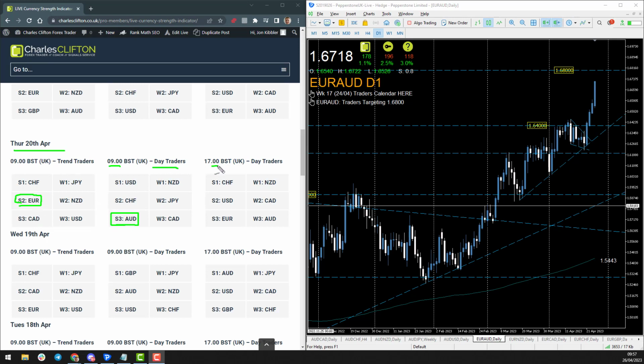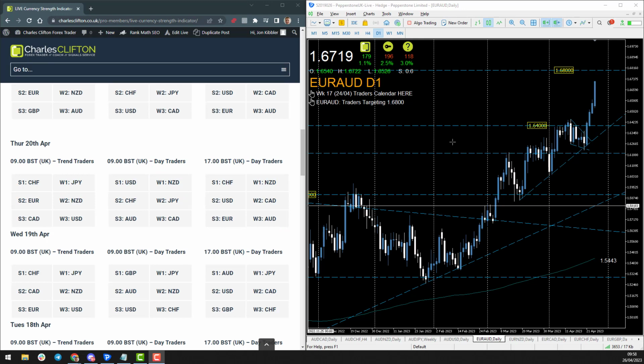Now, if we look at 5 p.m, we can see that Euro Aussie appears on our tables here. I call this a pre-signal because we only have one confluence currency there. We have the trend traders saying that Euro is S2 and we have S3 on our day traders. So basically it's telling us that we can start looking at Euro against a currency of interest. In fact, you could have even looked at Euro Kiwi because Kiwi is featured on the weak side. But in this example we're going to be talking about Euro Oz.